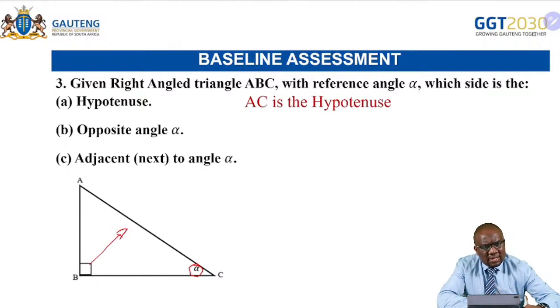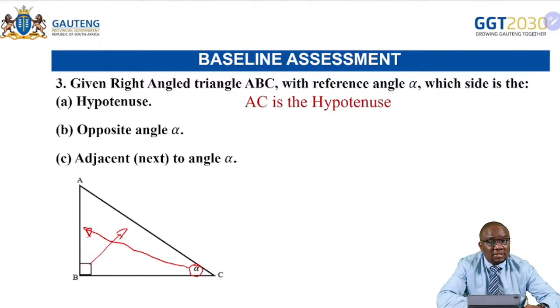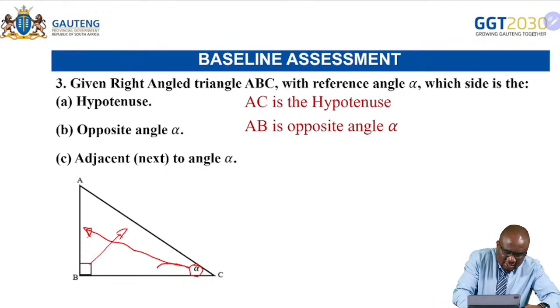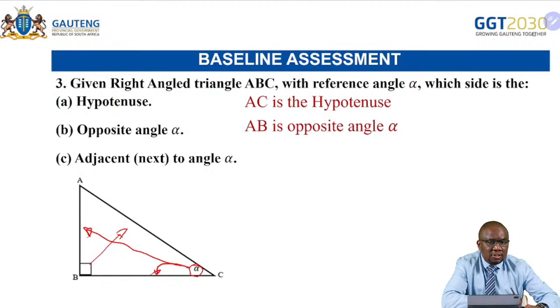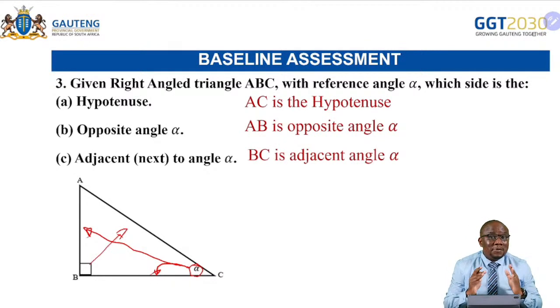Which side is opposite the angle alpha? Okay, this side. So side AB is opposite angle alpha, right? And then which side is next to it? Adjacent means next to, right? Adjacent, this is just next to the angle there, which is BC. You see that? So BC is adjacent to angle alpha. So we are going to be using these three things a lot today: the hypotenuse, the opposite side, and the adjacent side.